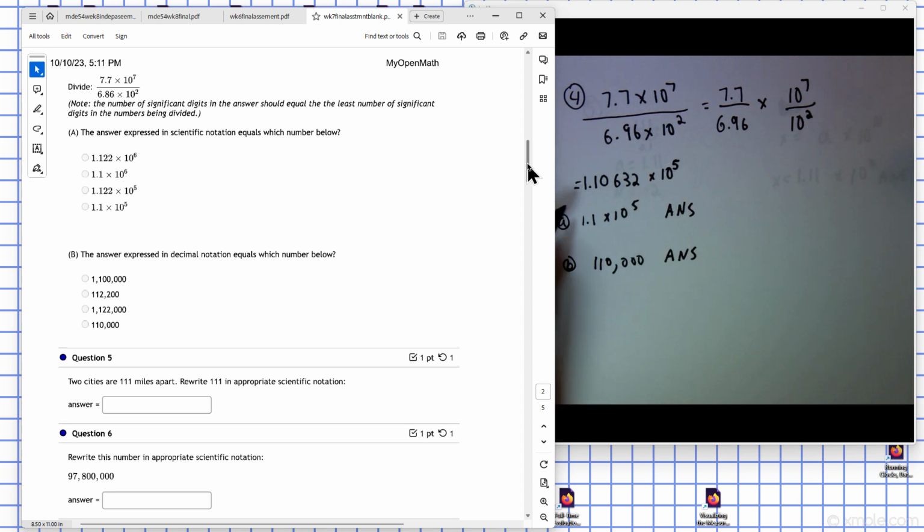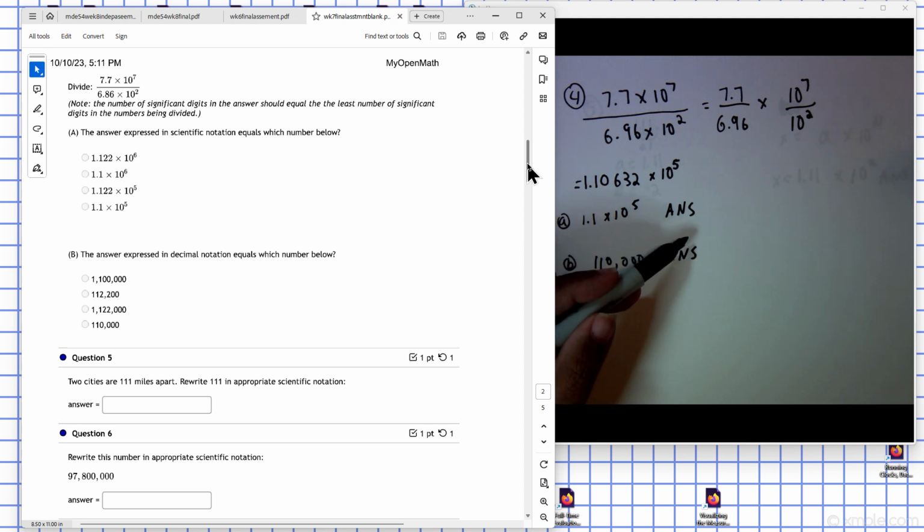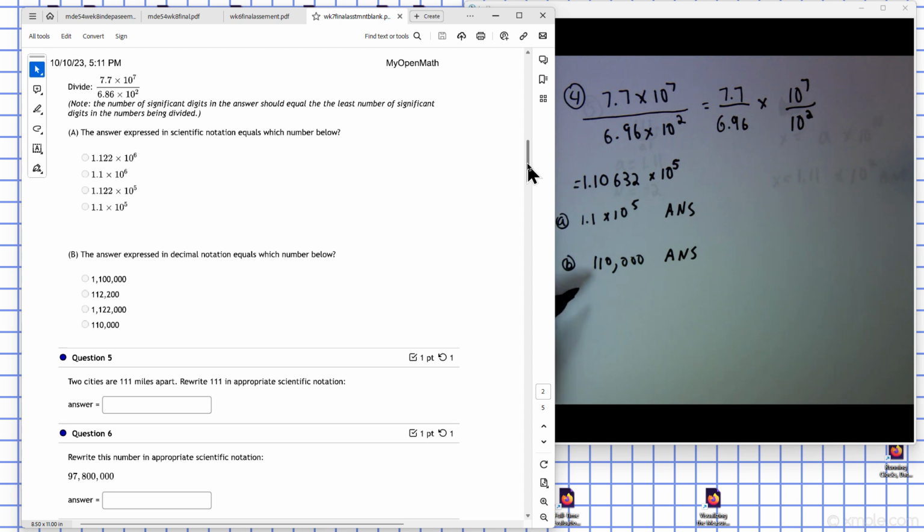Okay. And you see two significant digits, so I have 1.1 times 10 to the fifth for my answer for part A. And for part B, you multiply it out, you get 110,000 for your answer. And that's number 4.